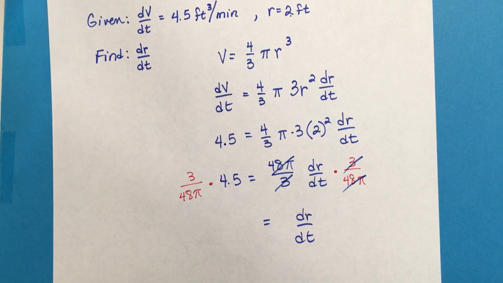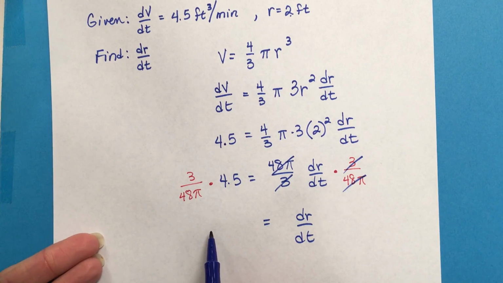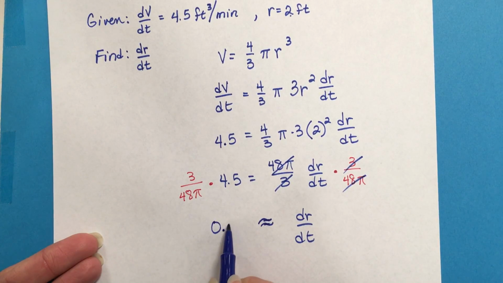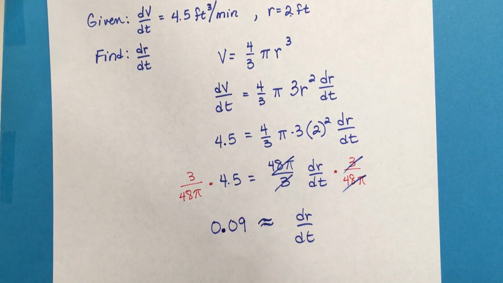So 3 times 4.5, and then I need to divide that by 48 pi. Now be careful, when you're putting in this 48 pi, you would need to have your denominator in parentheses. Hang on, I hit the button wrong, so give me just a second. Okay, I'll keep 2 decimal places. So this would be about 0.09 if you keep 2 decimal places.